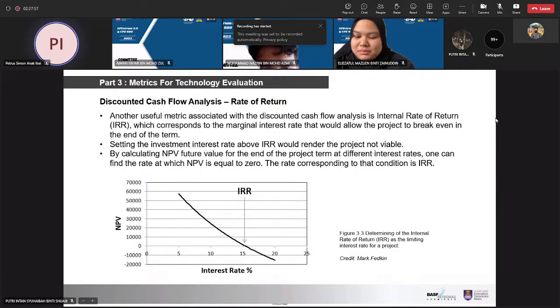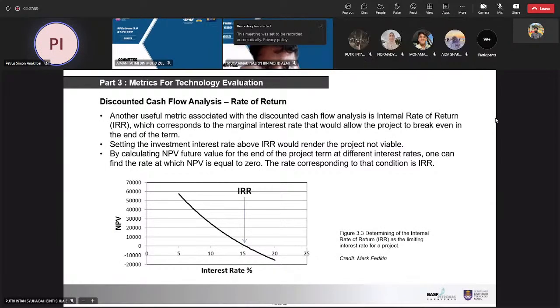So another metric that we can use is called the internal rate of return, IRR, which actually corresponds to the marginal interest rate that would allow the project to break even at the end of the term. Okay, next.